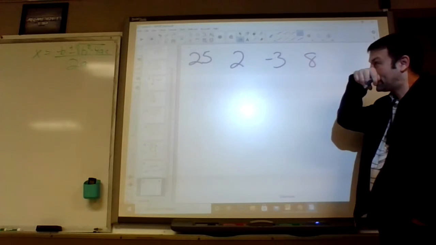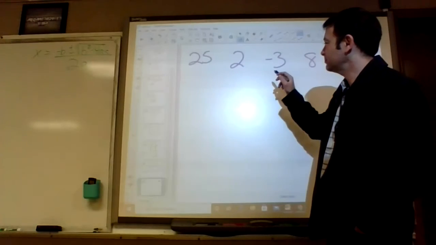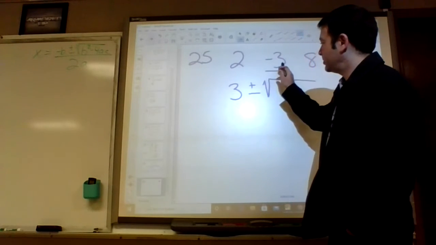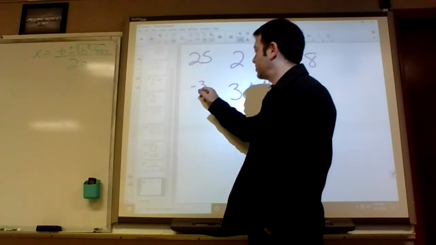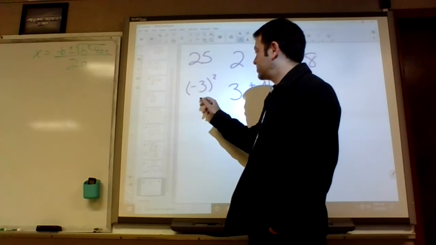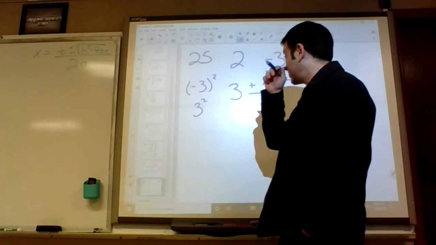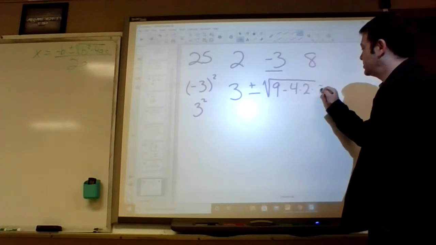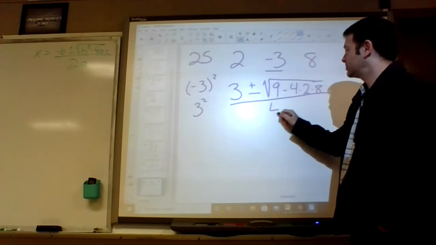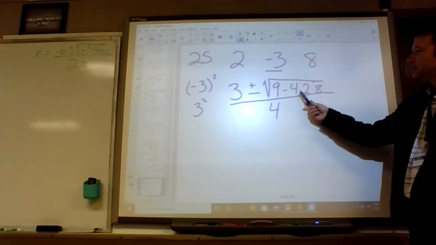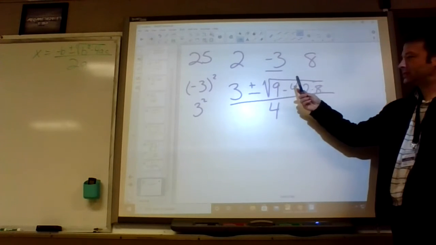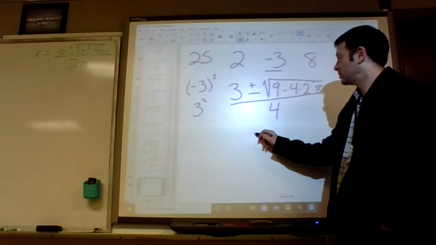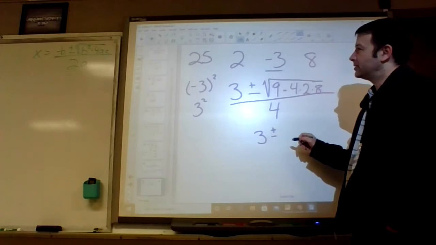So what's negative B? 3 plus or minus the square root. Okay, if you do b squared in your calculator, it would either look like this, or since you know it's going to be positive anyway, you could just call it 3 squared. Anyway, this would be 9 minus 4ac over 2a. 4 times 2 is 8, times 8 is 64, 9 minus 64 is negative 55, I think. Did I do that one right? Yeah.